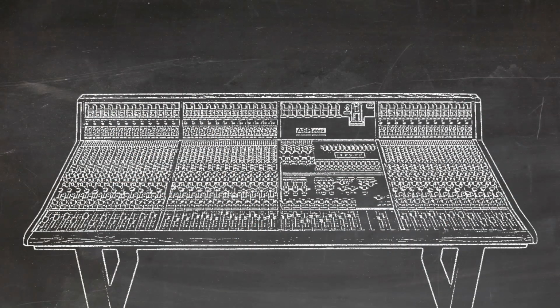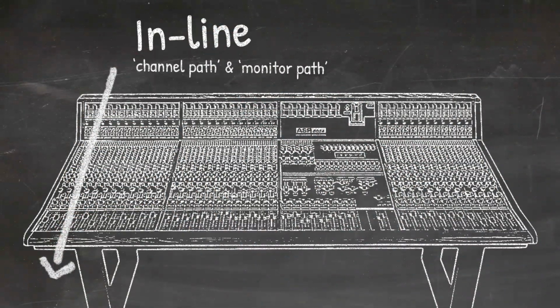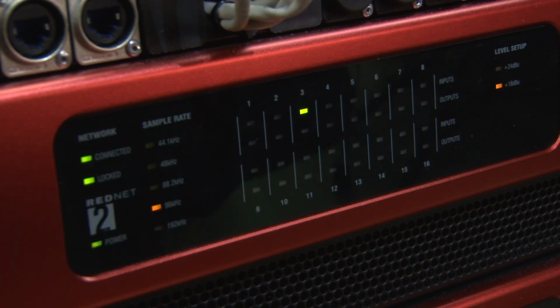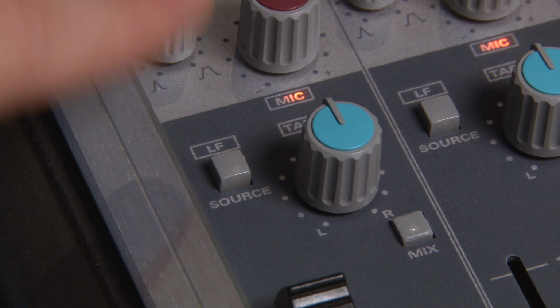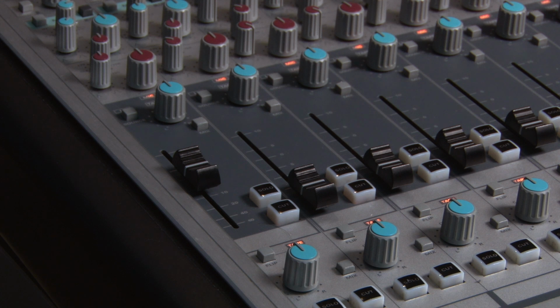In a practical scenario, you will likely use all these actions on a single channel path. Now you should see metering on the corresponding meter of the converter. If you do not see metering on the input to the converter, check that the LF source button is not engaged and that the short fader is still turned up.